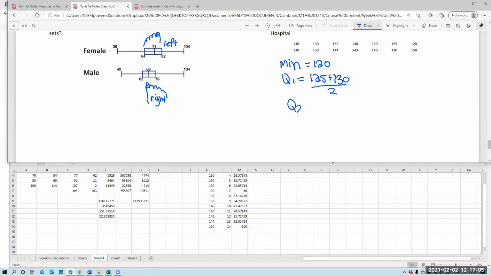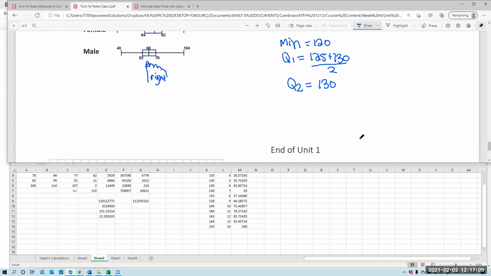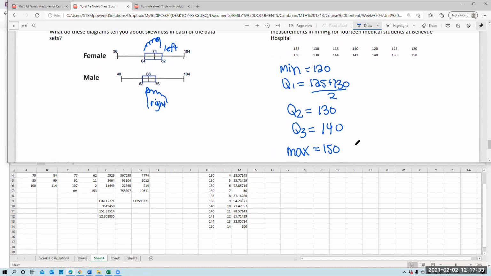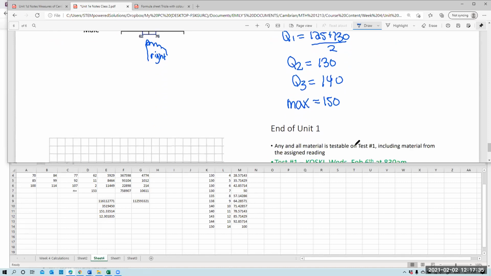My midpoint is equal to 130. My Q3 is basically the 75th percentile, which is somewhere between these two, so 140 plus 140 divided by 2, which is still 140. And then the maximum value is equal to 150. So in order to generate a box plot, those are the values that I would need.